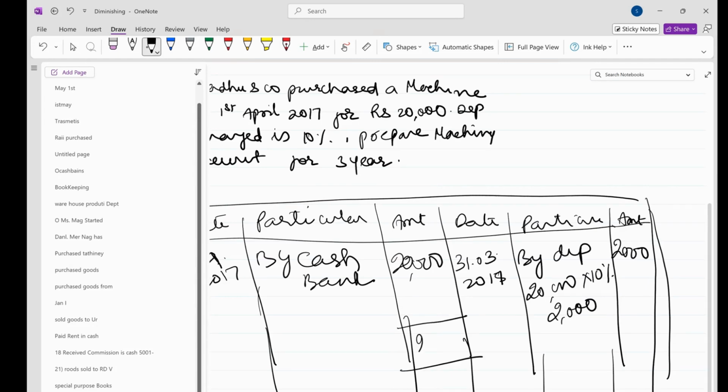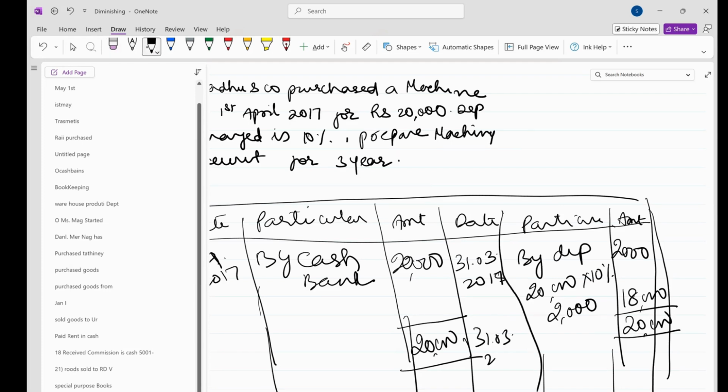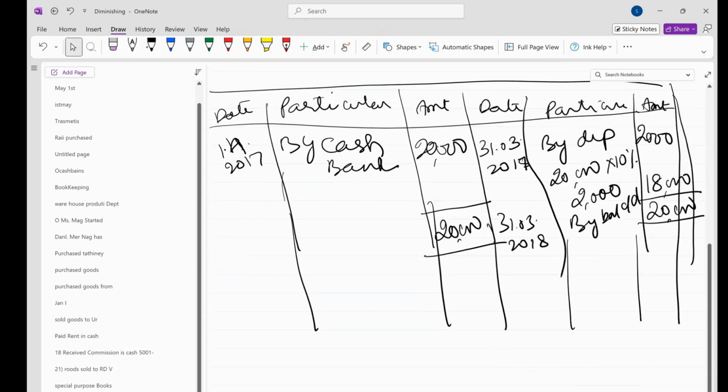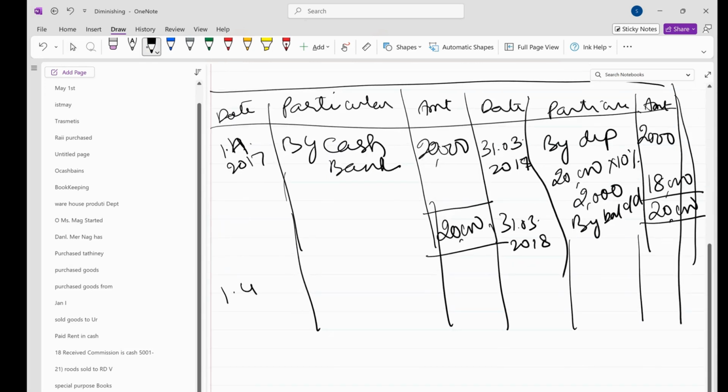Now we balance it. Same 20,000 I'm bringing here. From 20,000, if you deduct 2,000, it is 18,000. So on 31st March 2018, by balance carried down is 18,000. Okay. Next on 1/4/2018, to balance brought down is 18,000.